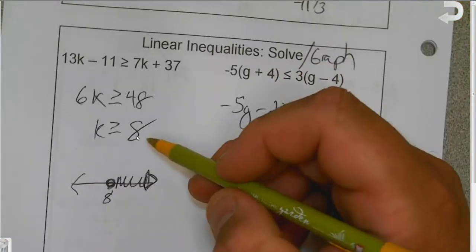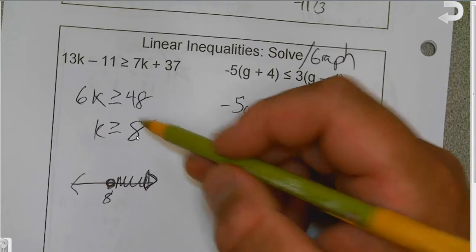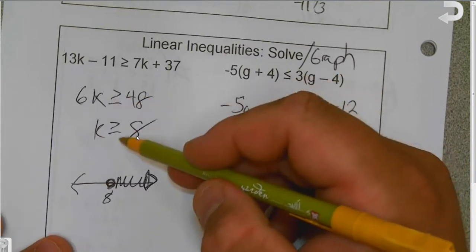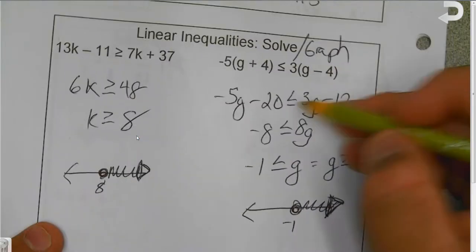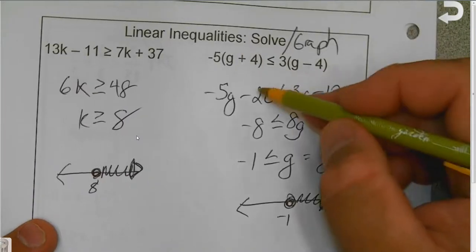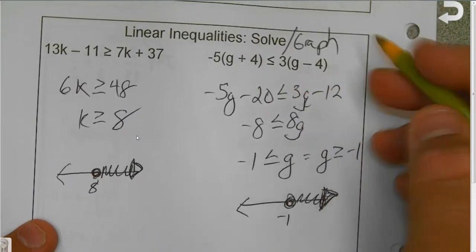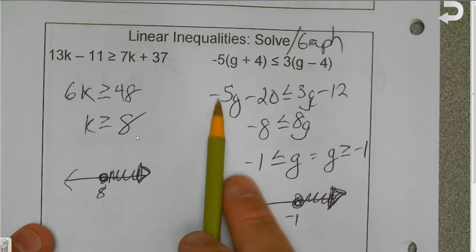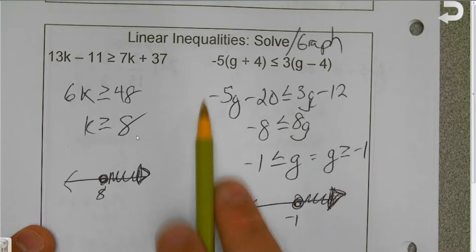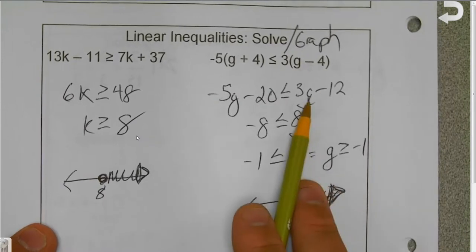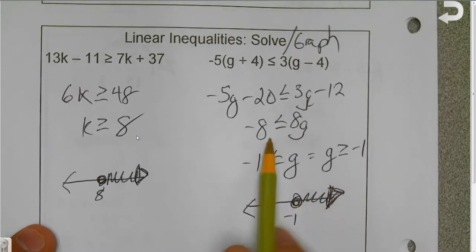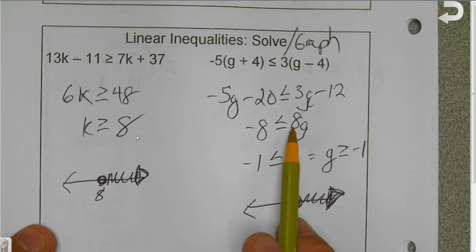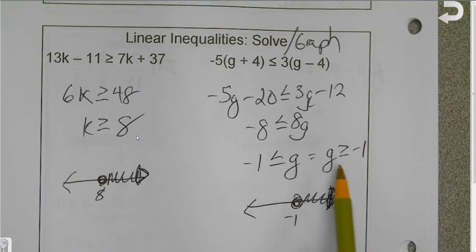And this way, really straightforward. K is greater than or equal to 8. And in this problem, I had to distribute both. And this is what I did. I decided I didn't want to have to flip the sign. So I did not put the 3 over here. I put the -5 over here so that I got -8 is less than or equal to 8g. Then when I divided by 8, I got -1 is less than or equal to g, and then I could just flip it and get g is greater than or equal to -1.